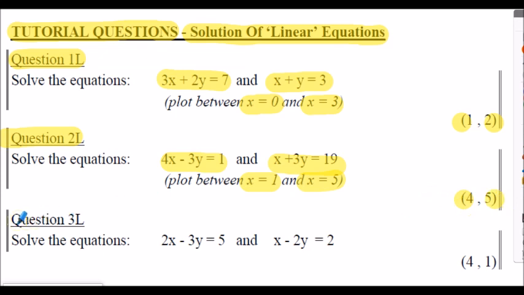And finally, question 3L, we're given again two equations, but this time we're not told over which range of x to plot the equations. So once you've rearranged the equations and sketched the lines, you should be able to find the range of x over which to plot the equations to find the solution. The answer again is given on the right hand side. I'd encourage you to start the presentation and attempt these questions.